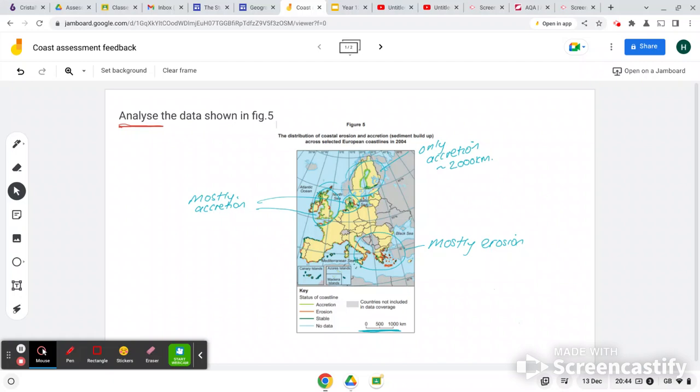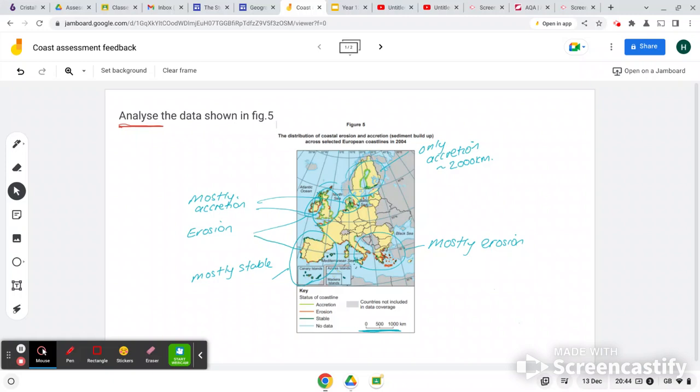So now I need to try and elaborate on what I have already said. So I've identified we've got mostly accretion around the UK. However, there are areas where we have got erosion. So around Northern Ireland and the Republic of Ireland, we have got some erosion occurring as well. Around Spain, the Canary Islands, it is mostly stable. So the majority of the stable coastline is around Spain and the Canary Islands. However, again, we have got some erosion here on the west coast.